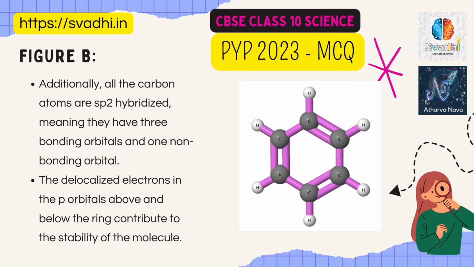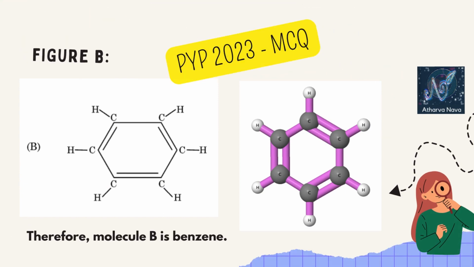Additionally, all the carbon atoms are sp2 hybridized, meaning they have 3 bonding orbitals and 1 non-bonding orbital. The delocalized electrons in the p orbitals above and below the ring contribute to the stability of the molecule. Therefore, molecule B is benzene.